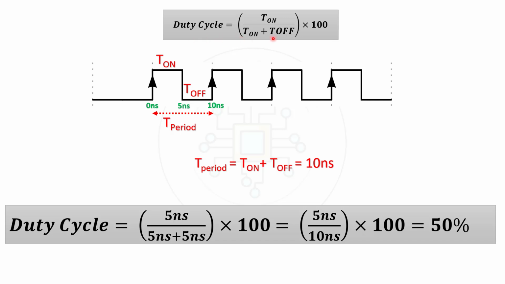Now in order to calculate duty cycle, it is T on by T on plus T off into 100. Here T on is 5 nanosecond, T off is 5 nanosecond. So you can treat T on plus T off as total time period. So T on is 5 nanosecond by T on plus T off, 5 plus 5 will become 10. So 5 nanosecond divided by 10 nanosecond into 100 gives us 50%. So you can say this clock has a 50% duty cycle. In the same manner you can try different kinds of examples using this formula.